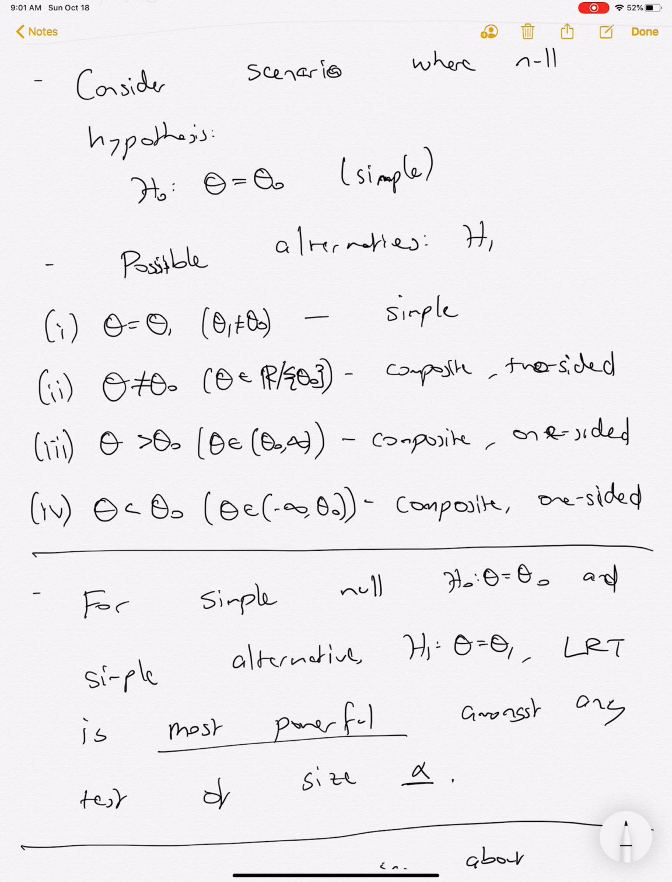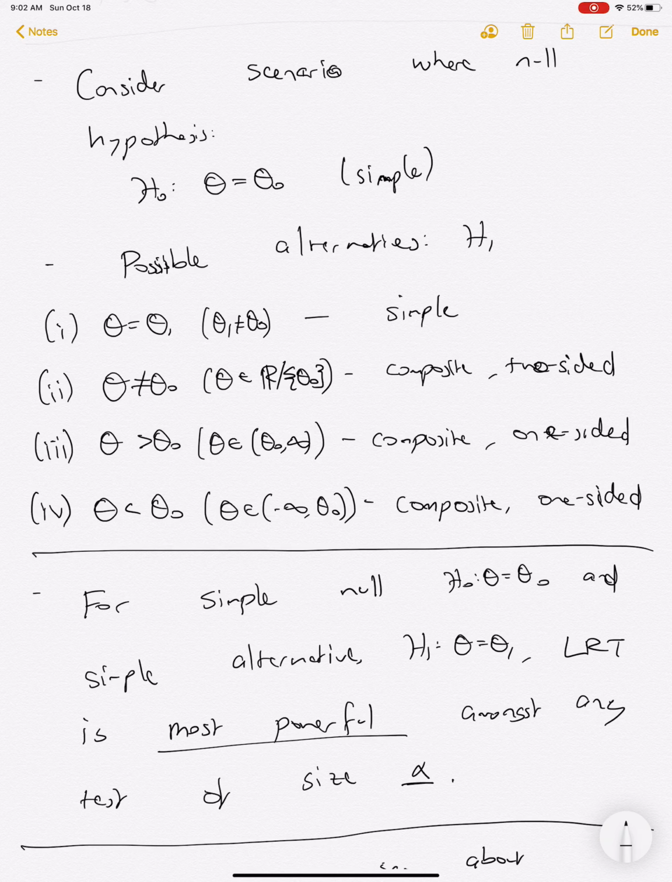The first one is, in some sense, the complement of the null, which is that theta is not theta 0, so theta is all the real numbers except theta 0. This can be viewed as a composite, two-sided alternative. The other is composite one-sided, and there are 2 versions: either theta bigger than theta 0 or theta less than theta 0. These are also composite, one-sided tests.